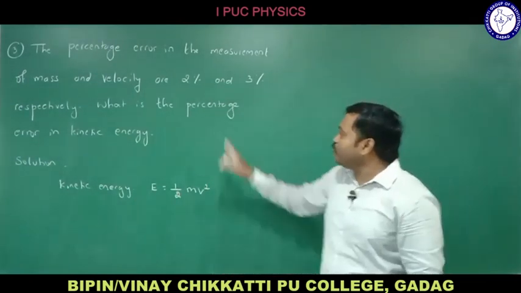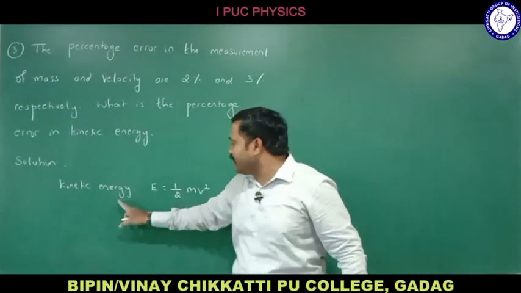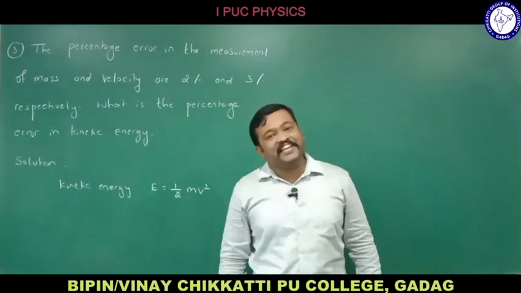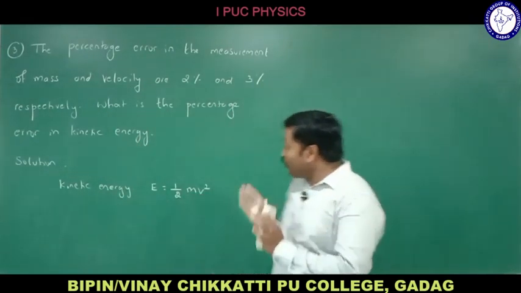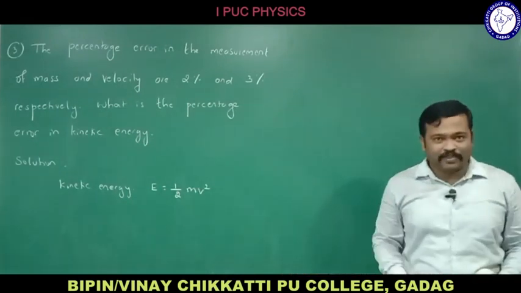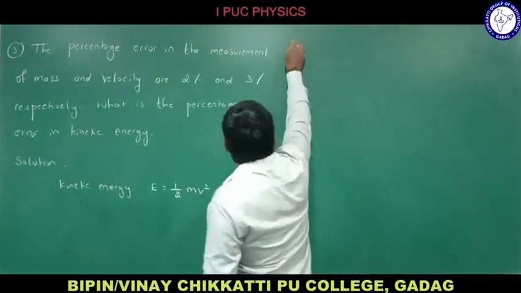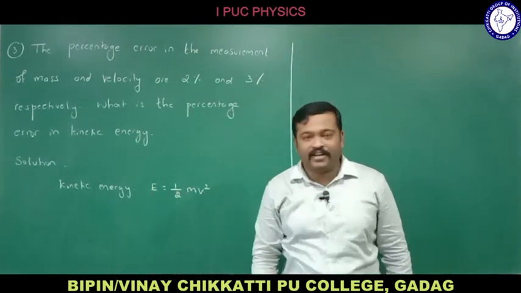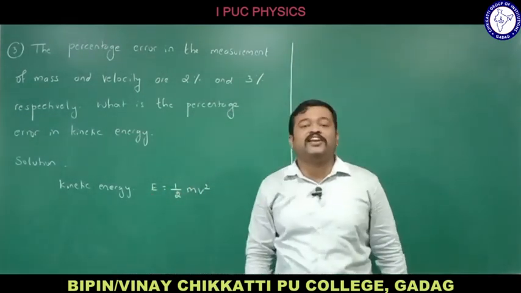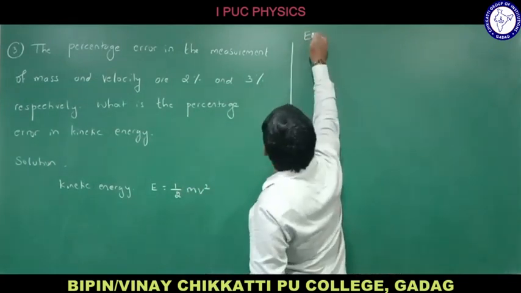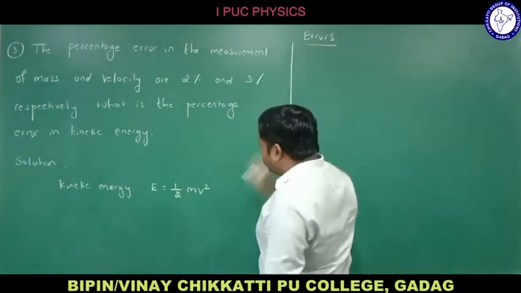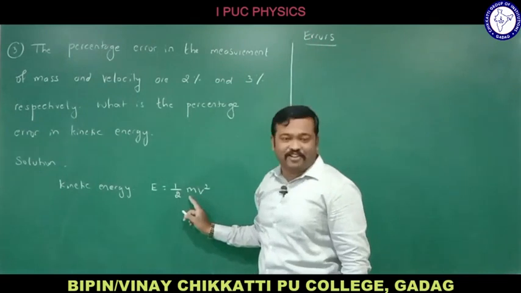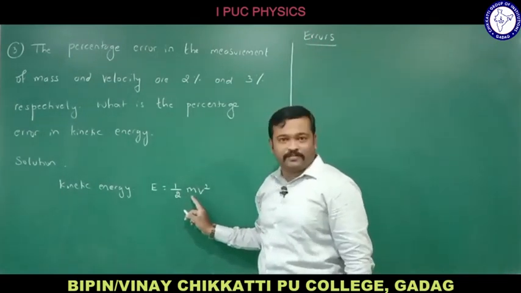We need to calculate the percentage error in E. In order to calculate percentage error, first we need to find how to calculate the error in this formula. There is multiplication, so which error do I need to consider? Relative error. Why relative error? Because there is multiplication.